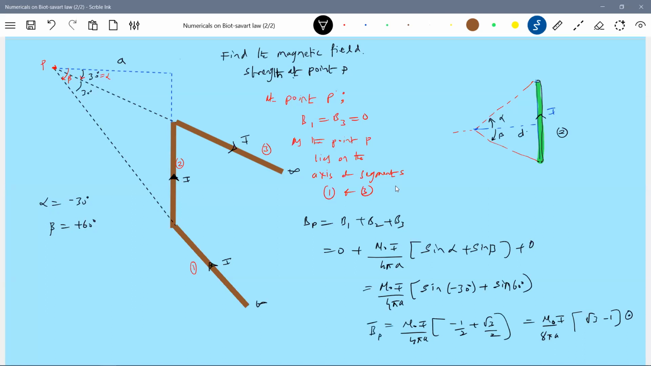Sir, how come you say out of the plane? I think from the vector cross product, the resultant field should be perpendicular to the plane containing the current element and R bar. So where is R bar? R bar is this one, and this is a current element. So what do you expect the B bar at this point? Should be out of the plane.